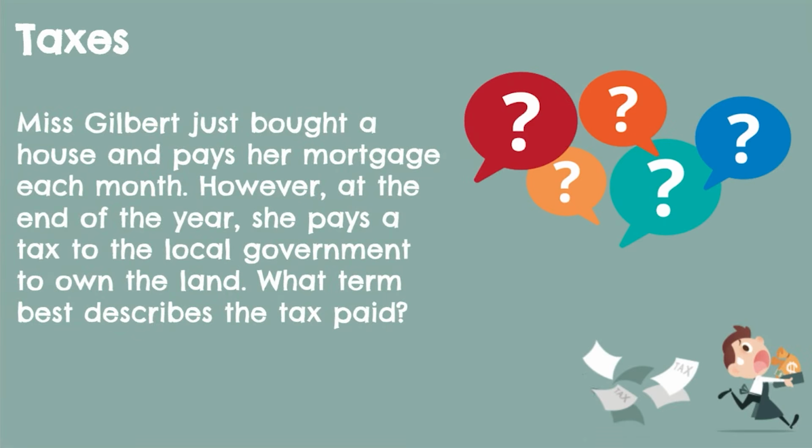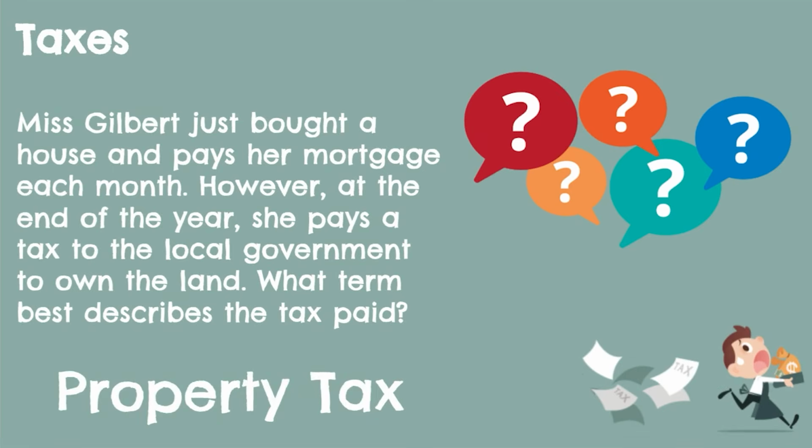Now, next question. Miss Gilbert just bought a house and pays her mortgage each month. However, at the end of the year, she pays a tax to the local government to own the land. What term best describes the tax paid? Well, it's on property she owns, so it is property tax. Now, those are the 4 taxes that we have covered. There are more taxes, and you can get a lot more in depth on those taxes, but that's just kind of an overview and a basic understanding of those 4 taxes.